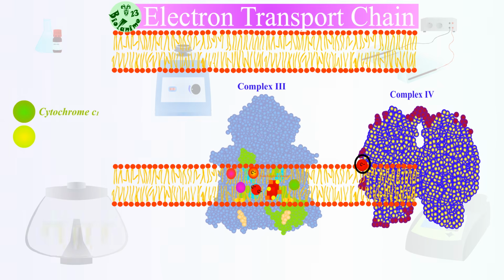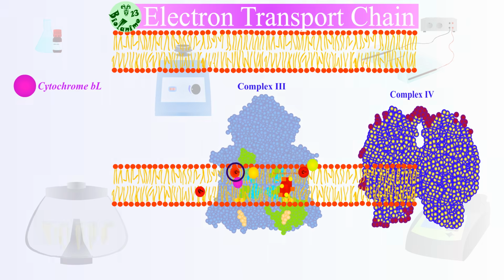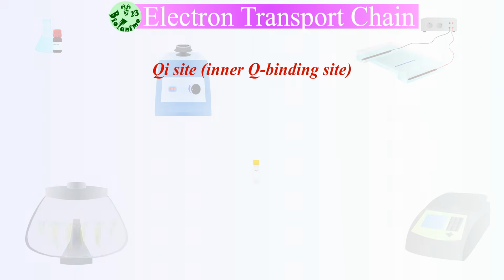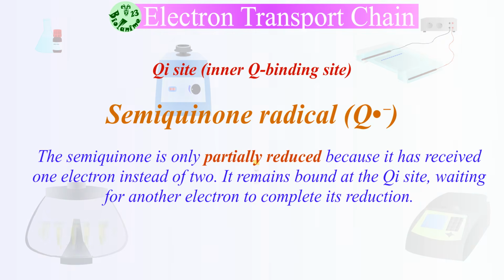The second electron cannot be transferred to cytochrome C because it already carries 1 electron. Instead, complex 3 directs the second electron through cytochrome BL and then cytochrome BH, 2 heme-containing proteins within the complex. This electron finally reaches the QI site, or inner Q binding site, where an oxidized ubiquinone is already bound. After accepting this single electron, the ubiquinone is converted into a semiquinone radical. The semiquinone is only partially reduced because it has received 1 electron instead of 2. It remains bound at the QI site, waiting for another electron to complete its reduction.